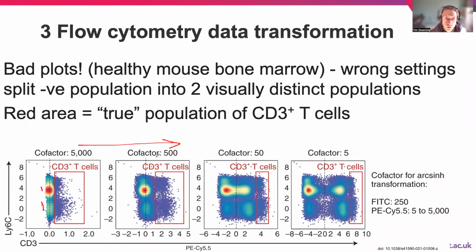If we drop down to a cofactor of 500, we still see the same error built in there. Cofactor of 50, that's lower again. A cofactor of 5, we get better separation. So you can see the CD3 positive cells on the x-axis, but you do still have separation on the y-axis. So that's an example of bad plots for when you use a very high cofactor.